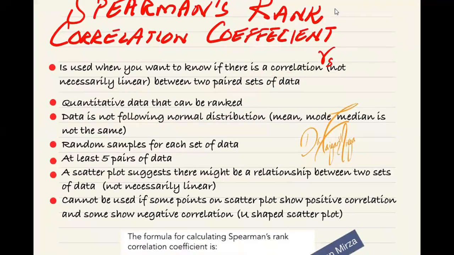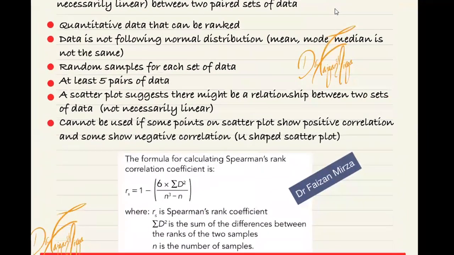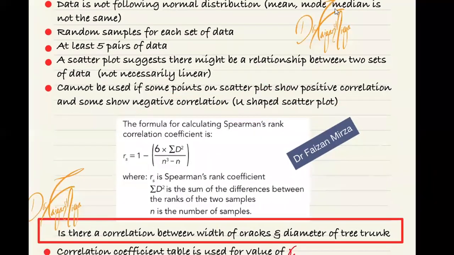Random samples for each data set are collected, at least 5 pairs of data. The scatter plot suggests that yes, the relationship might be there, but not necessarily linear. It cannot be used if the scatter plot shows some points with positive correlation and some with negative correlation. It means the graph is U-shaped. You can't apply this formula.